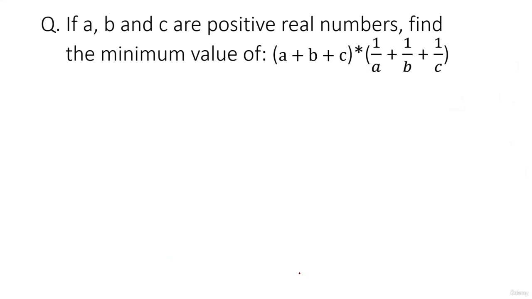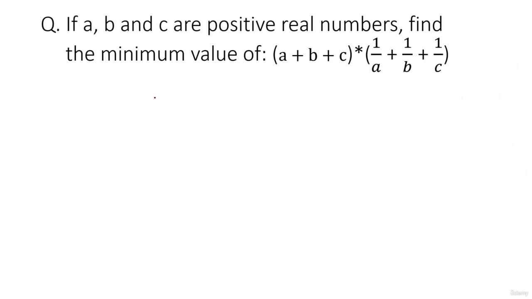You can solve this question directly also by common sense. It says positive real numbers, it does not say distinct, distinct means different. So substitute a equal to b equal to c equal to 1. You will get 1 plus 1 plus 1, 3, and 1 plus 1 plus 1, 3. 3 into 3 is 9. If you have not understood, no worries.